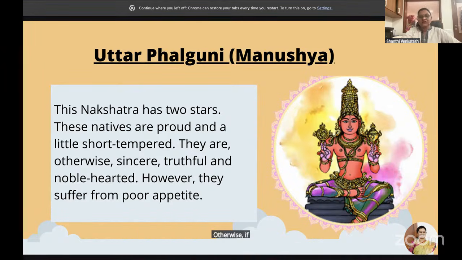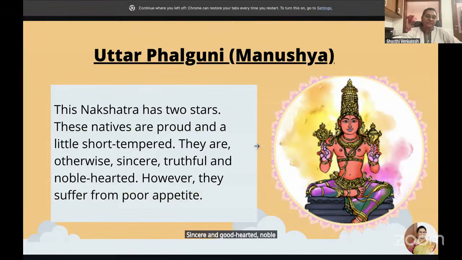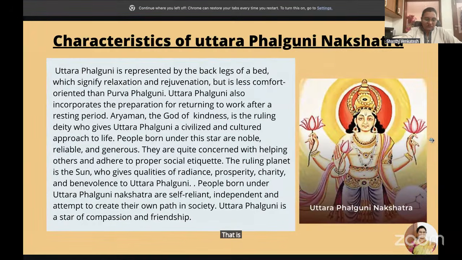Otherwise, if you see the quality of Uttara Falguni Nakshatra, they are very truthful, sincere, good-hearted, noble-hearted. However, they suffer from poor appetite. That is one of the qualities of this nakshatra. Their appetite is not that very good.